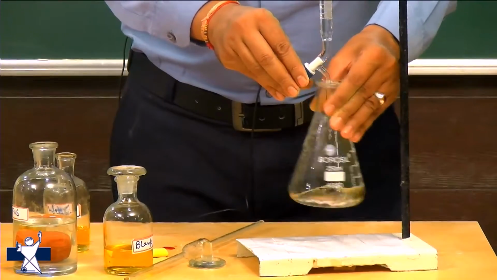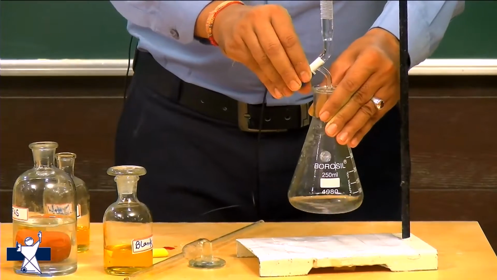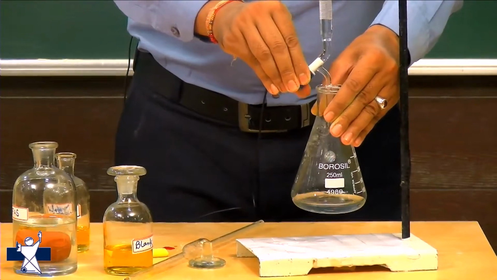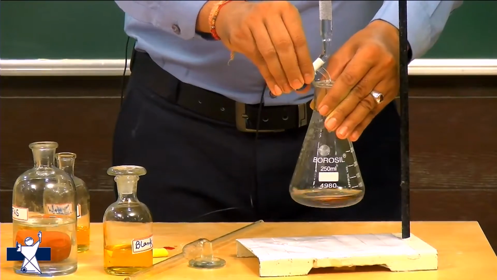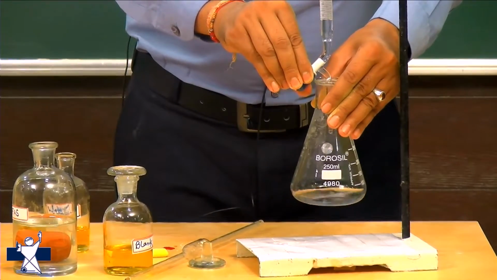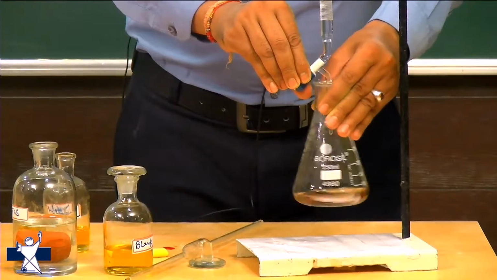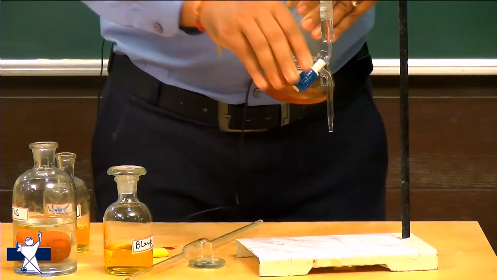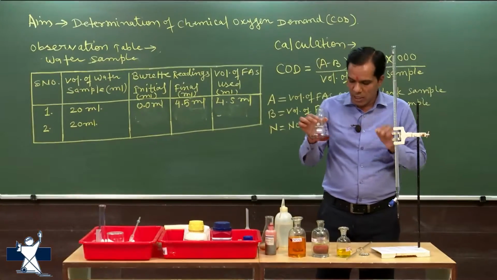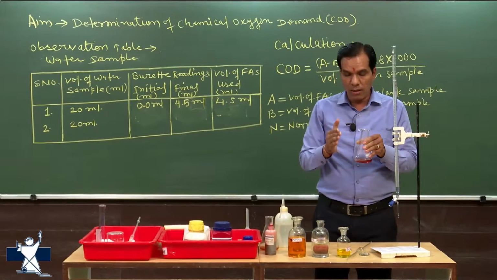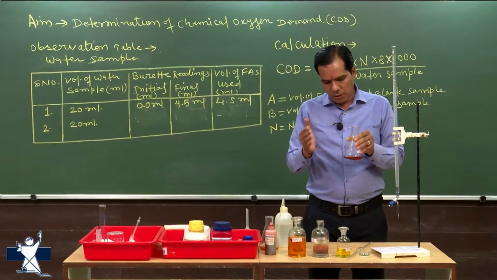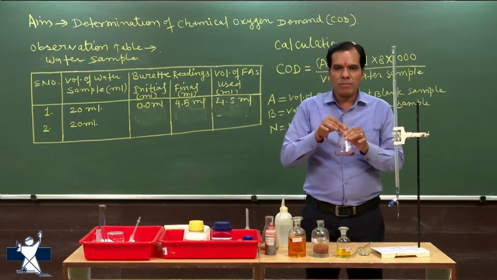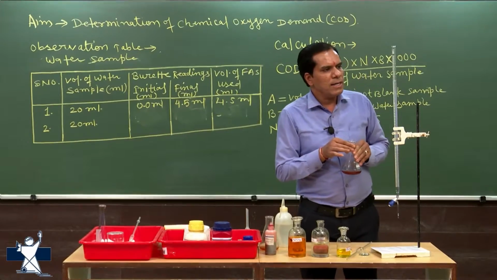I am titrating with ferrous ammonium sulfate solution here, and the end point of the reaction is, okay, this is the end point of the reaction. Reddish brown color is the end point, it means the greenish blue color turns into the reddish brown color. This is the end point of the reaction, and the reading is 9.